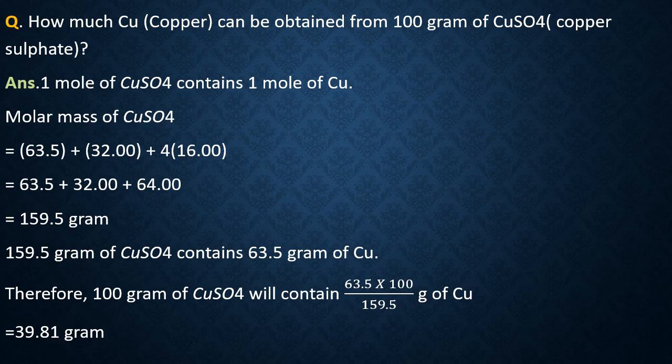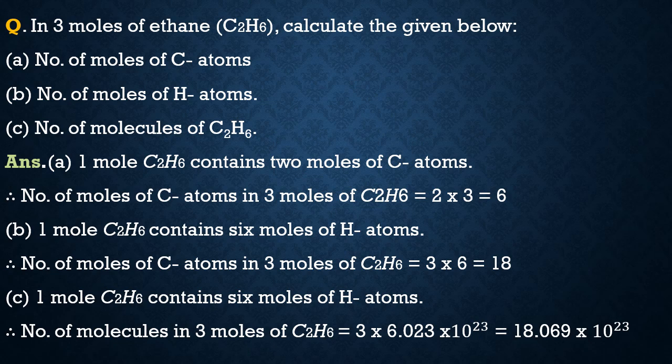Simple calculation. In 3 moles of ethane, calculate the following: number of moles of carbon atoms, number of moles of hydrogen atoms, and number of molecules of ethane. Now, in 1 mole of ethane, how many moles of carbon? 2 moles. How many moles of hydrogen? 6 moles. Now, in 3 moles, number of moles of carbon is 3 into 2. Similarly, number of H atoms, 3 into 6 is 18. Here is the answer.